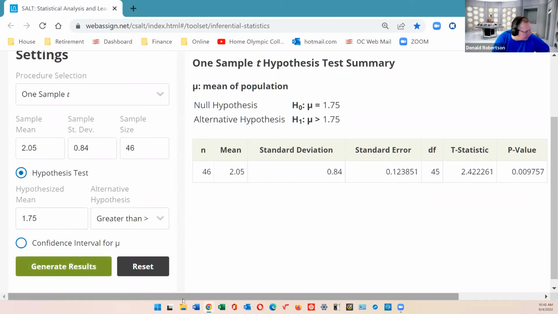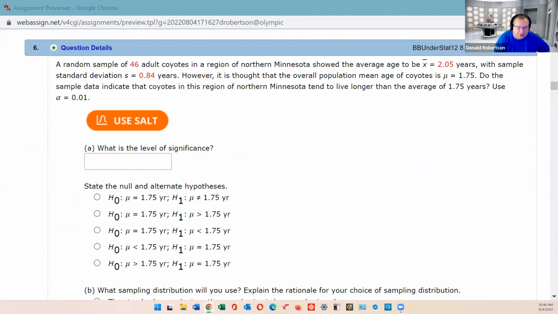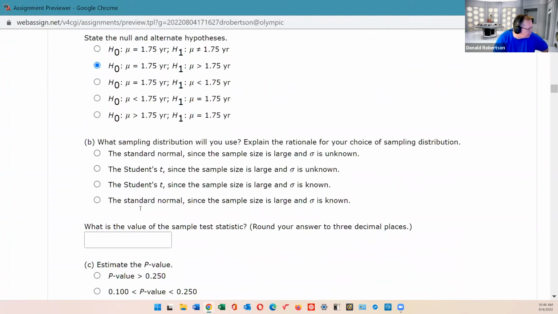So when I generate the results here, the p-value is this guy here. You see it? 0.009757. Okay. So let's fill in the story. Significance level 0.01. The null is it's equal to 1.75, and we're trying to prove it's bigger than. So it's this one. Yes, we can do it. It's large enough. There we go.